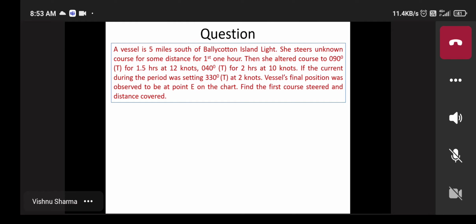A vessel is 5 miles south of Ballycotton, same initial place. She steers an unknown course for the first 1 hour. Unknown course for the first 1 hour.